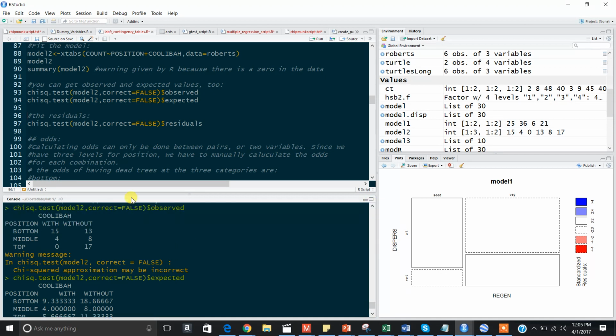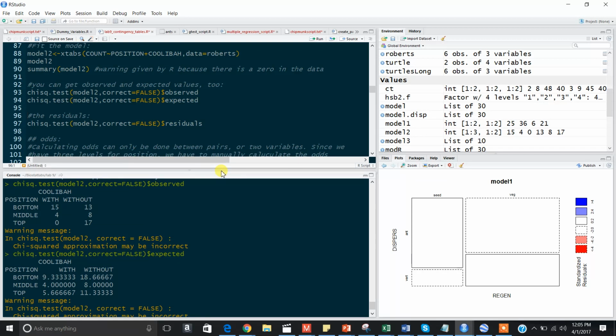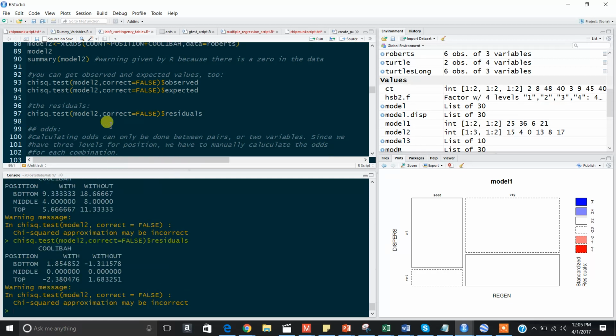Okay, so here we have our observed, and here we have our expected. Let me make this a little bigger so we can, here we go. Okay, so then we'll run the actual residual so we can see the actual deviance, or the direction of deviance, between your observed and your expected.